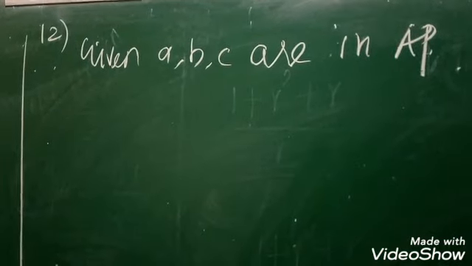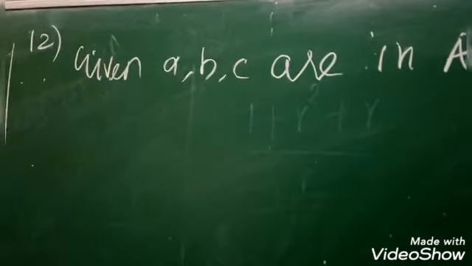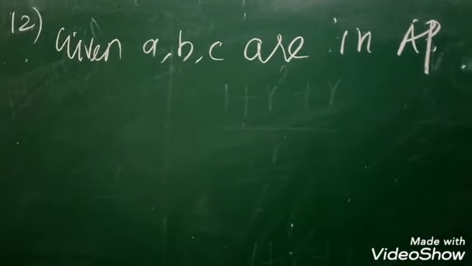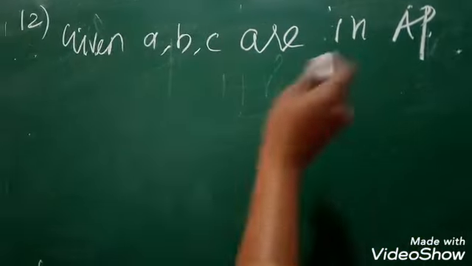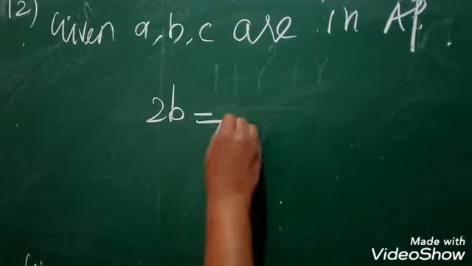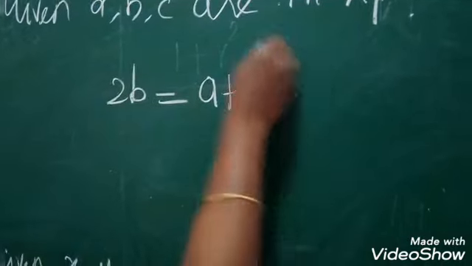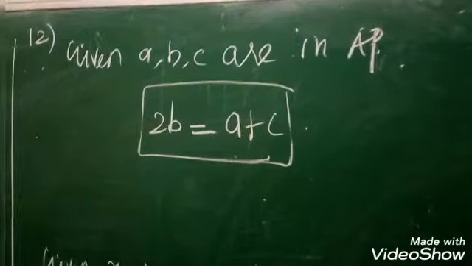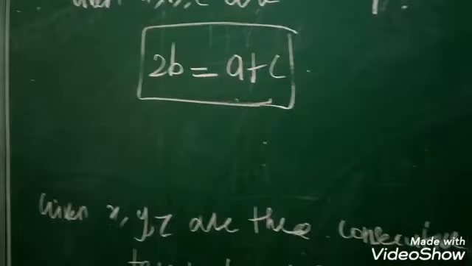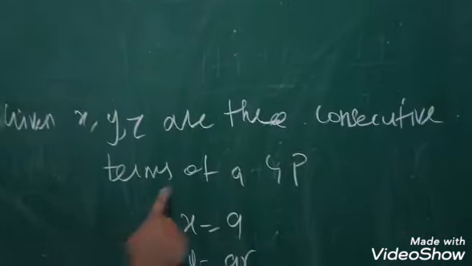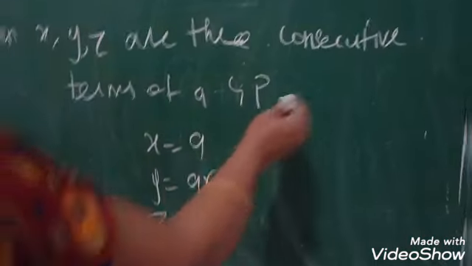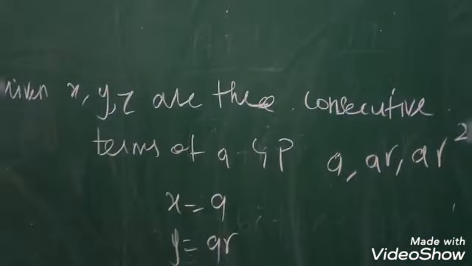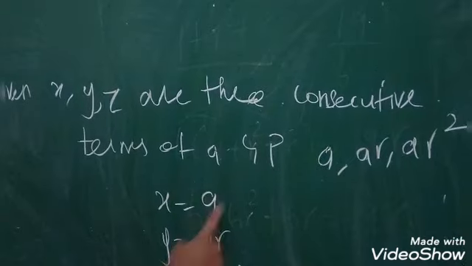In this exercise, the last sum, girls, is very important. Given A, B, C are 3 consecutive terms of an AP. Okay, A, B, C are in AP. AP given means we know the concept: 2 times the second term is equal to the first term plus the third term. Okay, this is the concept they have given. Then next, X, Y, Z are 3 consecutive terms of a GP. So X we have to take, we know, A, AR, AR squared. Okay, this is the first 3 consecutive terms. So first one is A.